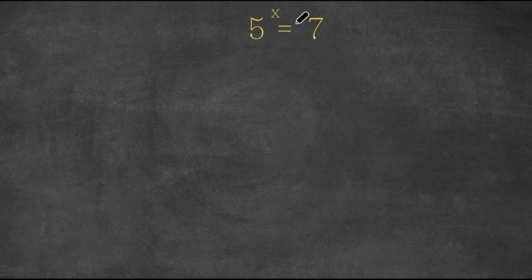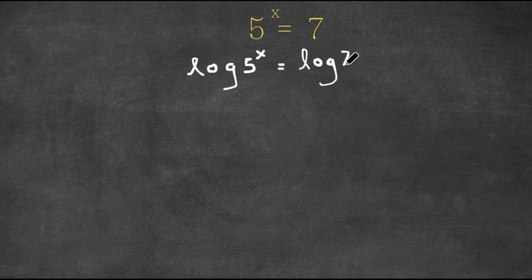In today's video, I'm going to be teaching you guys how to solve this exponential equation. So we have 5 to the power of x is equal to 7. Now, what I'm first going to do is I'm going to take the log on both sides. So log 5 to the power of x is equal to log 7.